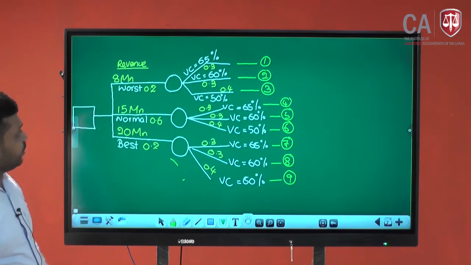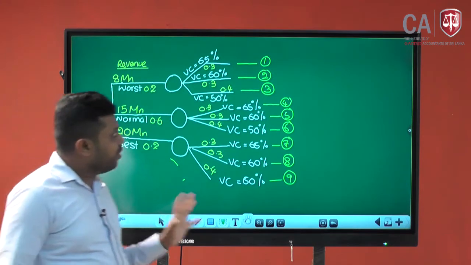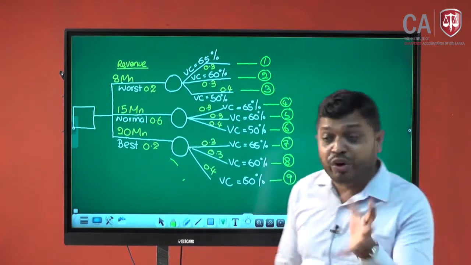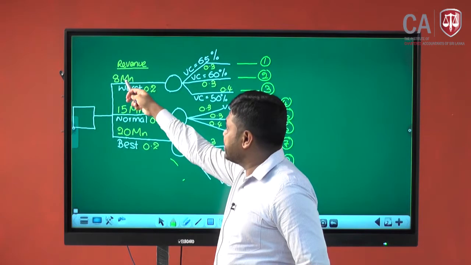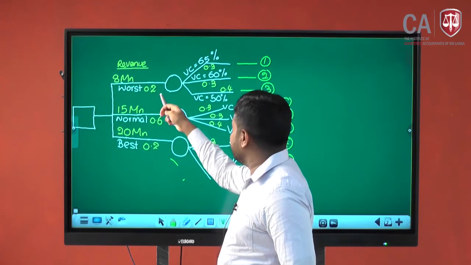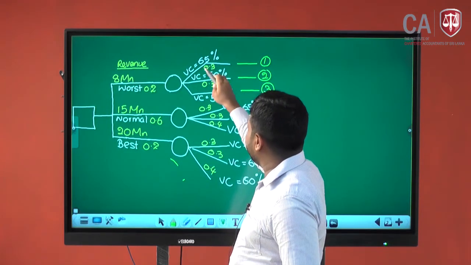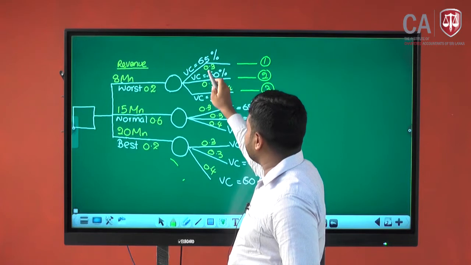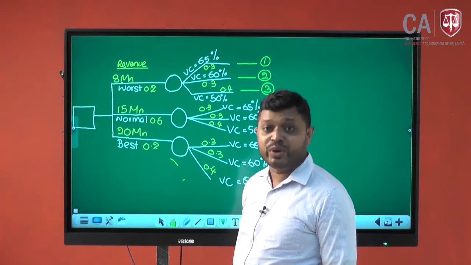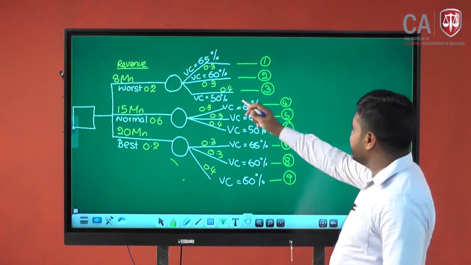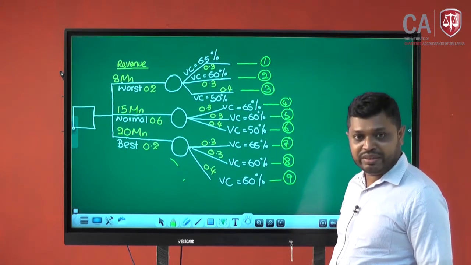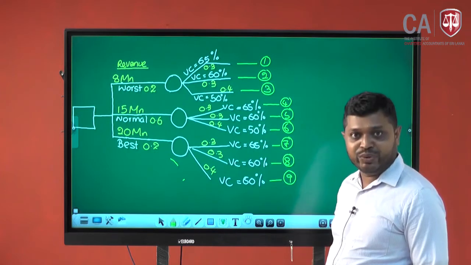There are 9 scenarios. Now we will see how we are going to deal with that, because there are some joint probabilities. For example, there is a probability of 20% that the revenue will be the worst case, and the variable cost will be 65% with a probability of 30%. You have to calculate the joint probabilities. If you want, you can calculate the joint probabilities of each outcome, each event, each branch.